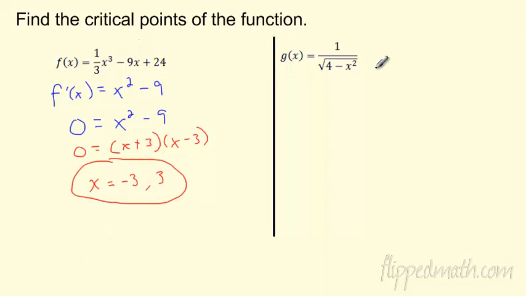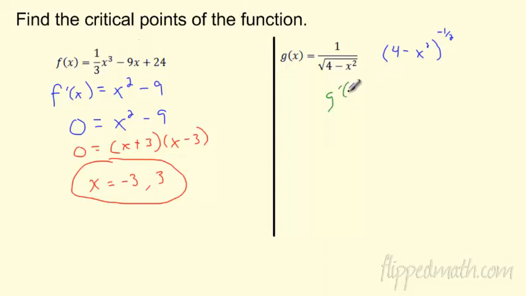Awesome. Let's come over to this one over here. We're going to do the same thing. Let's find the derivative. I'm going to rewrite this because it looks kind of crazy. Really this is the square root of 4 minus x squared, and it's to the negative 1/2. So rewrite this. Now let's take the derivative of this.